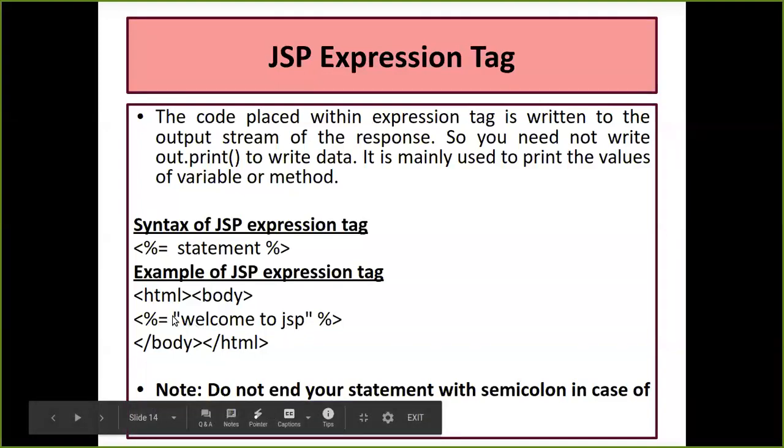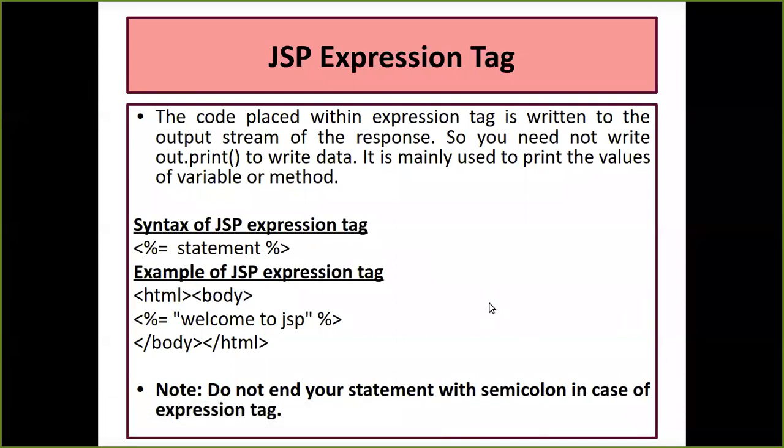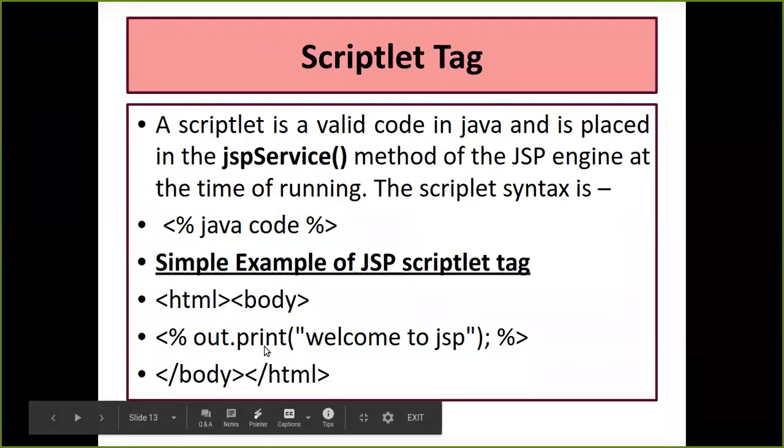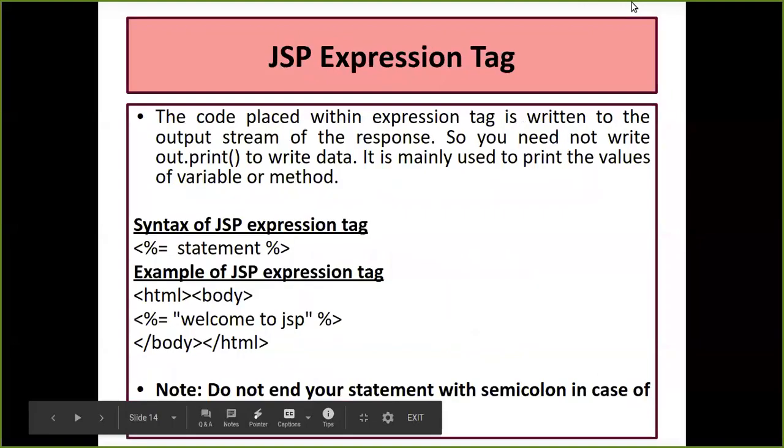And you don't have to make use of this out.print statement. So this has been replaced by your expression tag. The third thing you have to understand is that you don't have to end your statement with a semicolon in the case of your expression tag. If you can see over here, we are making use of out.print, printing the welcome message, and ending with a semicolon. That you have to ignore in your expression tag.